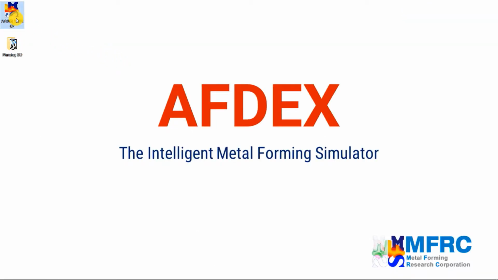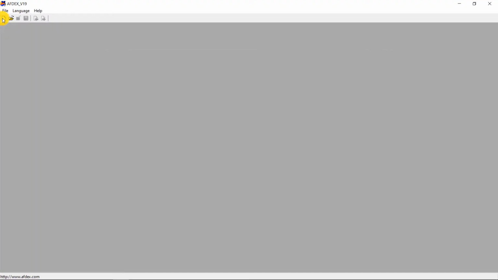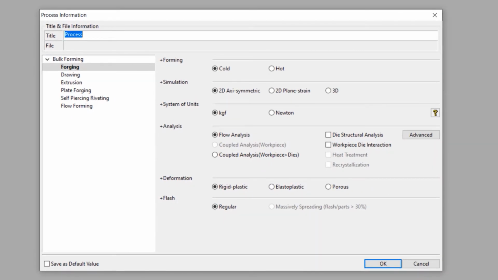Double-click on the AFDEX icon to execute AFDEX on your computer. Click on New to define a new process. In this process information window we will clearly define the process type. This is a 3D cold forging process, so we will make the selections accordingly.